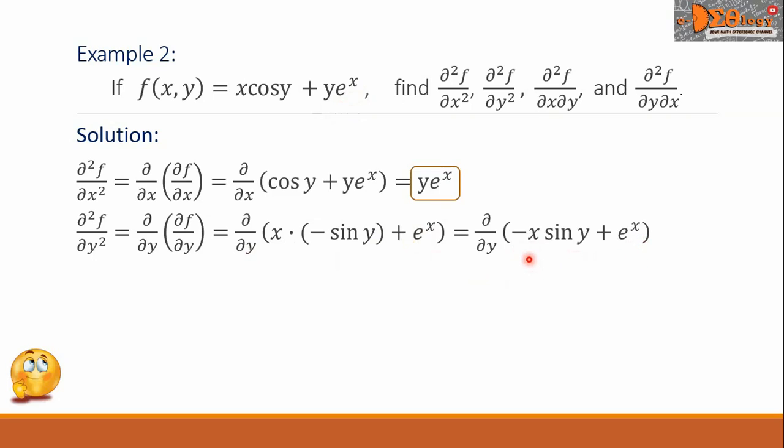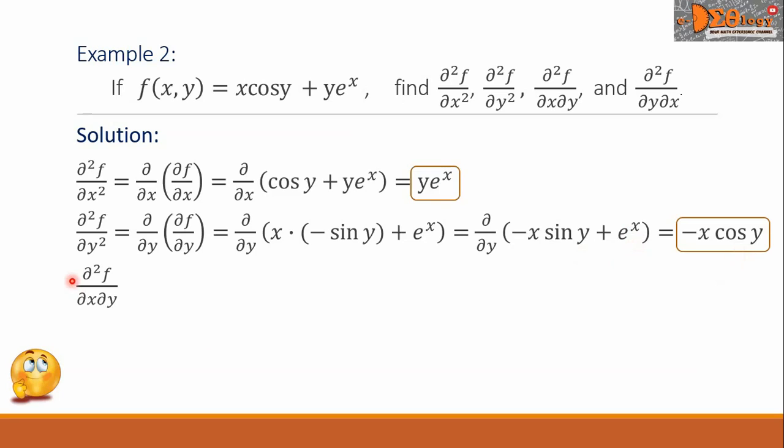Now, let us take the partial derivative of this function with respect to y, and that is negative x cosine y. This is the derivative of the negative x sine y plus derivative of e raised to x with respect to y becomes 0 because the variable x is considered constant. This is now the final answer.